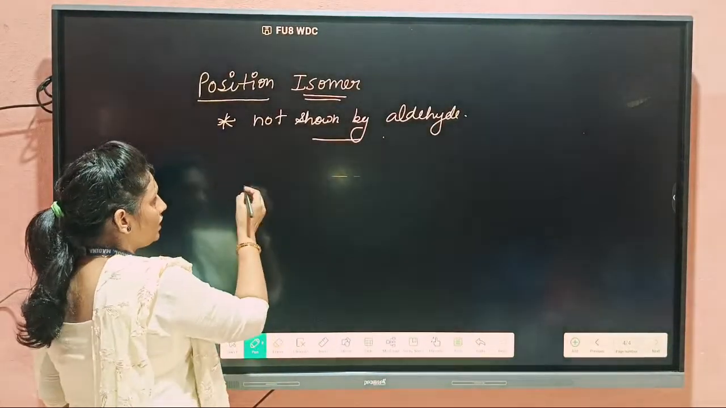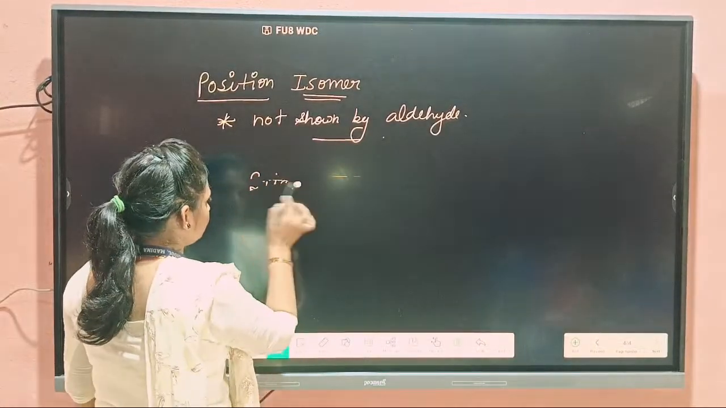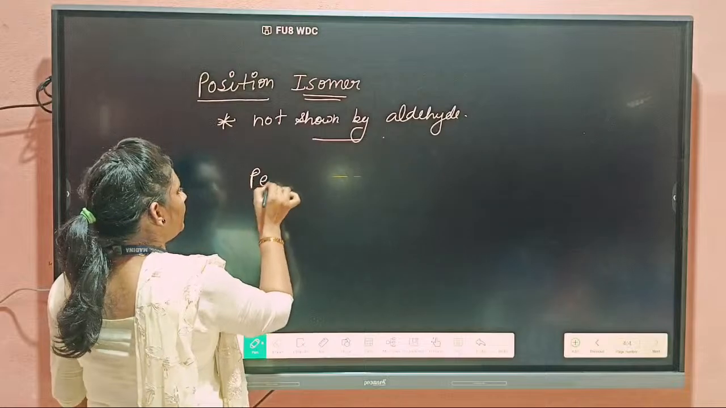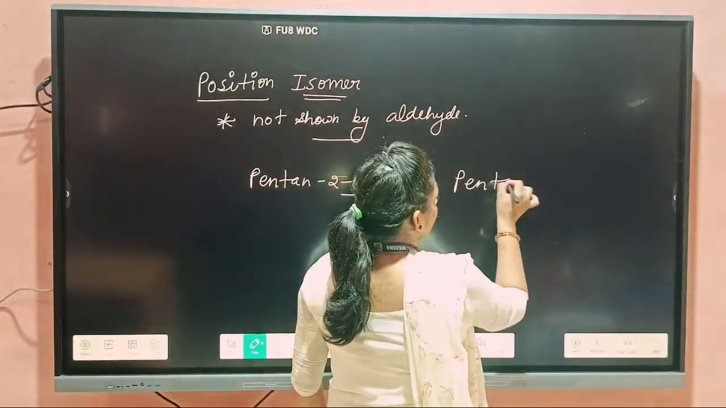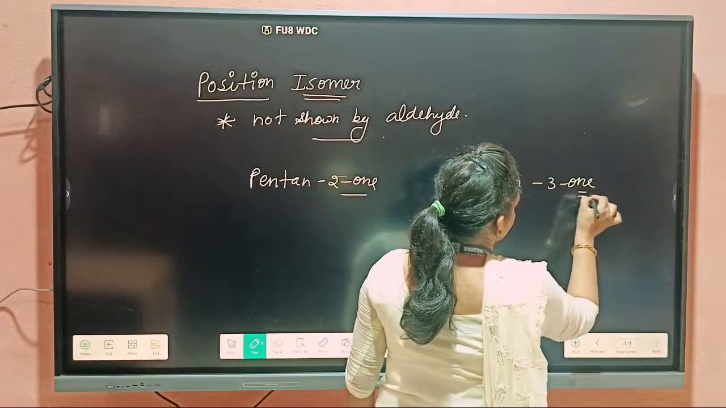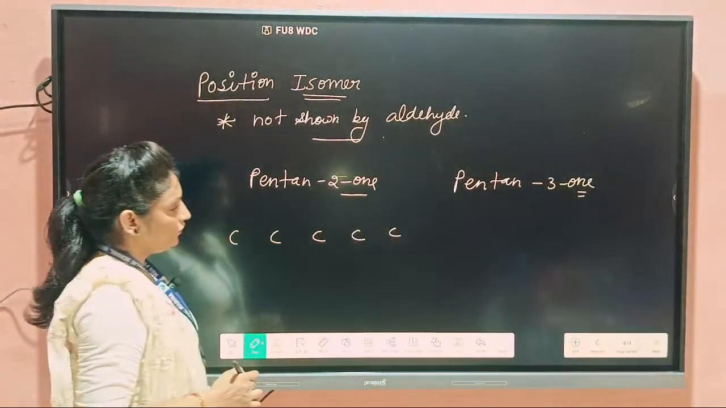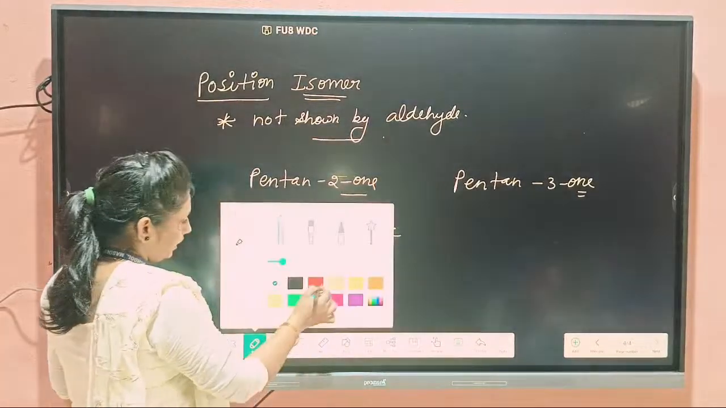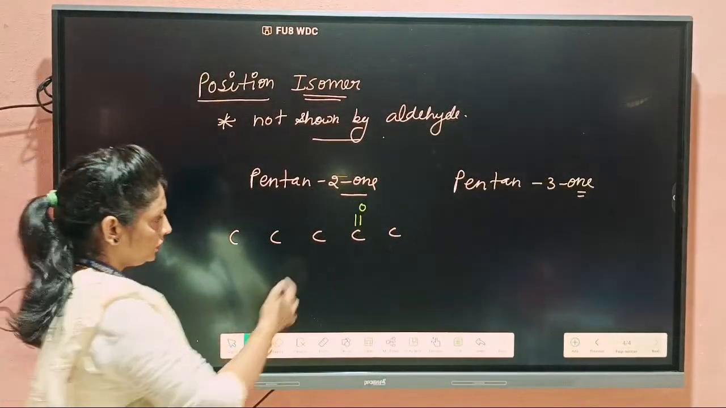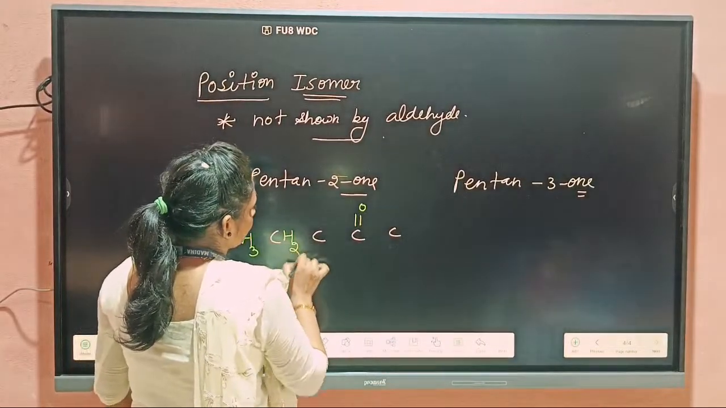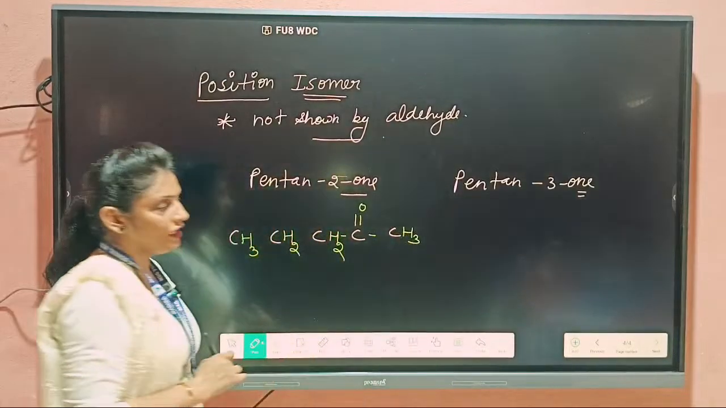But ketone shows it. For example, if I write pentane: pentane 2-one and pentane 3-one. 5 carbons are there. Here pentane 2-one means at position 2 there will be a ketonic group. So this is CH3, CH2, CH2, CO, CH3. This is pentane 2-one.